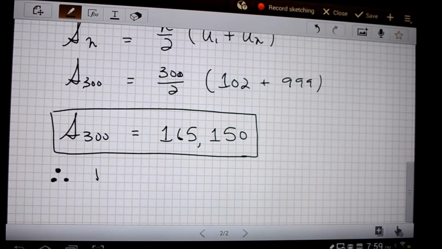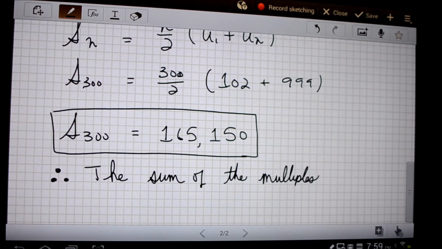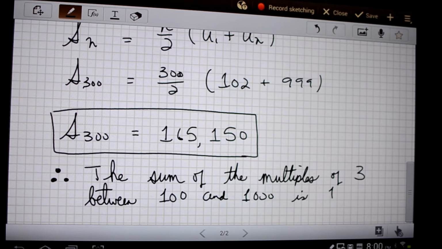So therefore, the sum of the multiples of 3 between 102, no, not 102, 100, and 1000 is, this is a big number, 165,150. Who would have thought it?